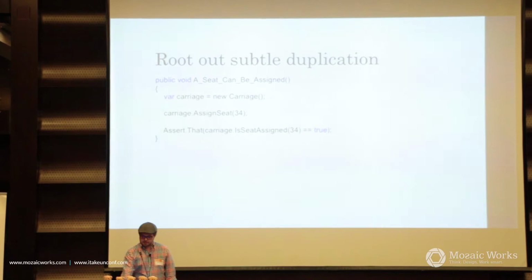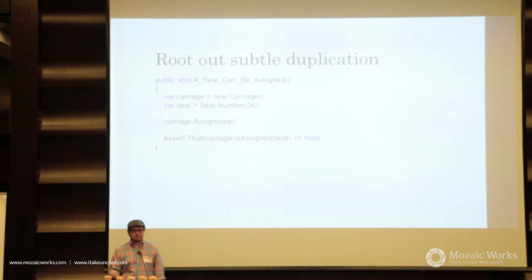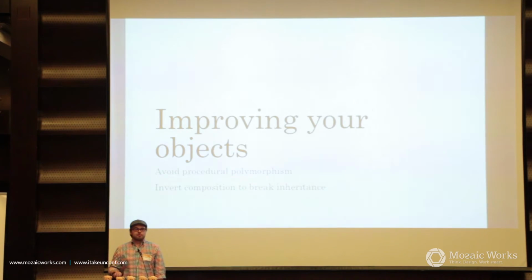We fix this with something called reification, which is the act of making something real. And we achieve this through extraction. We extract the number in our test to create a seat abstraction. A couple of ways that we can improve our objects then: we can look for ways to avoid procedural polymorphism, and we can invert our composition of objects to break inheritance.